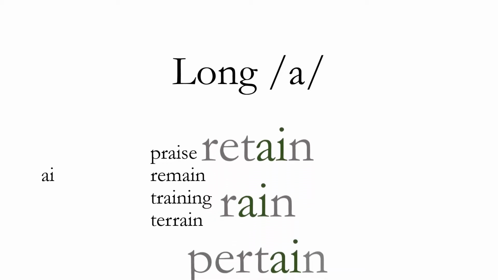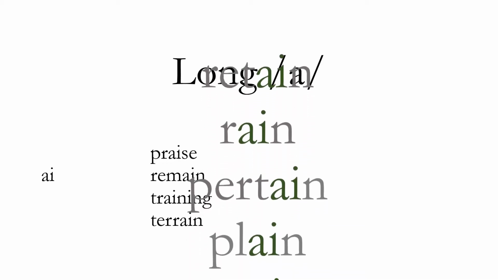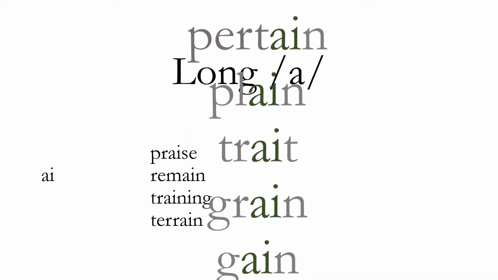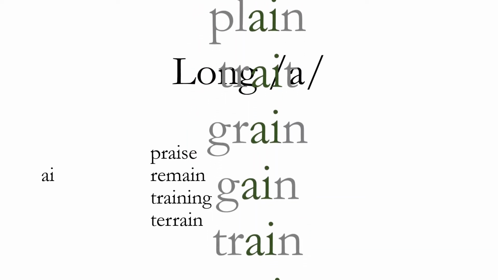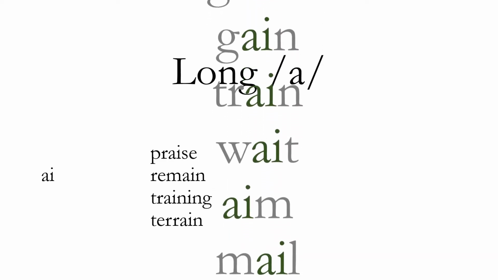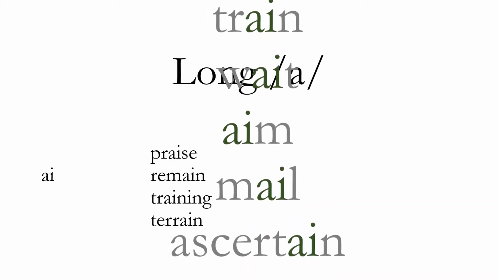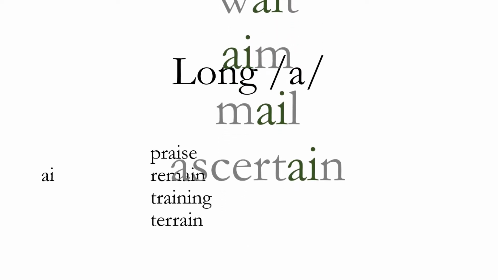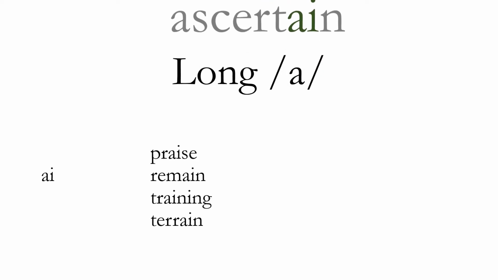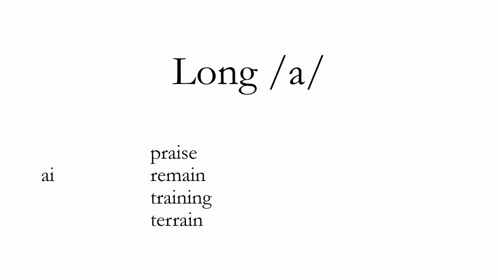We've got retain, reign. Can you read them more quickly than I can? Pertain, plain, trait, grain, gain. I think I'm winning. Train, wait, aim, mail, ascertain. Oh, that'll be a fun one to learn later. Okay, so those are the three long A sounds that we need to worry about in this lesson.